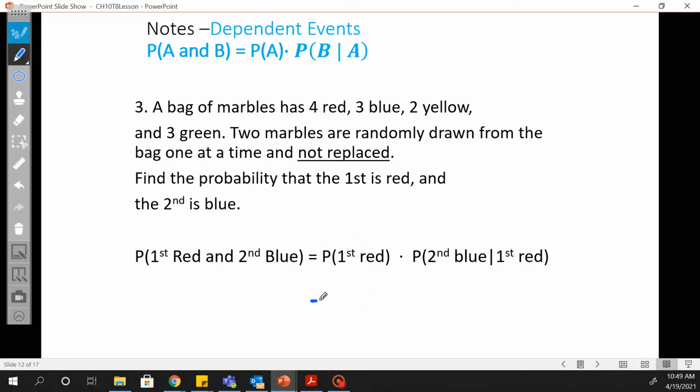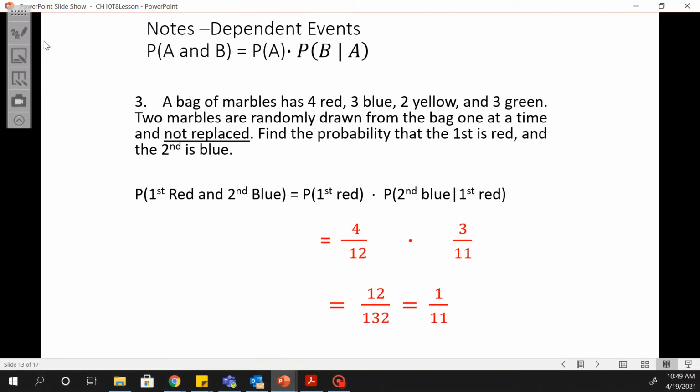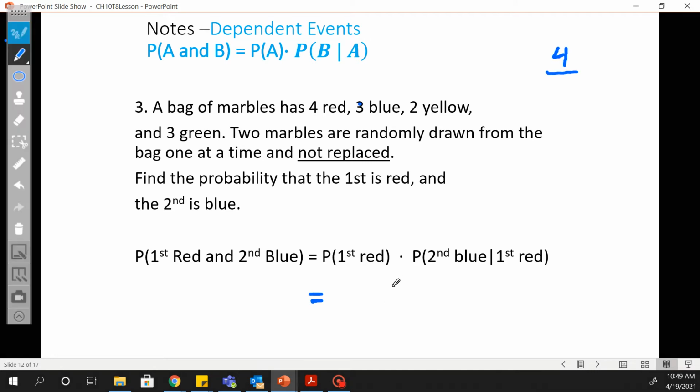So let's calculate this. The probability that the first one is red: well, there's 4 red out of 12 marbles in total, so 4 over 12. Now we want the probability that the second is blue given that the first one is red. Well, if the first one is red, then now we have 3 red, 3 blue, 2 yellow, and 3 green, because the first one's red.